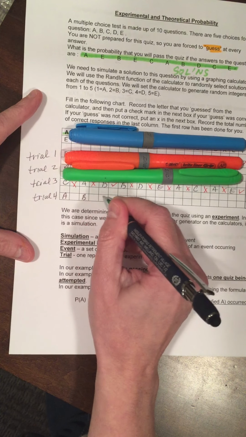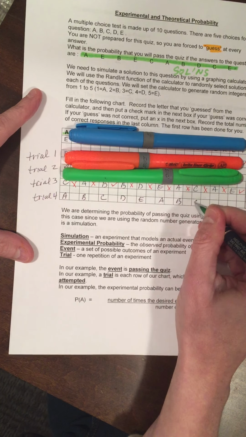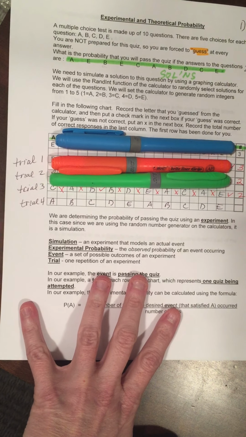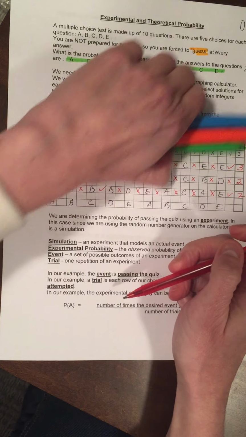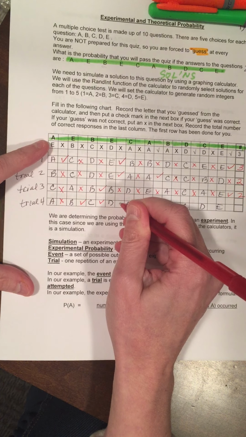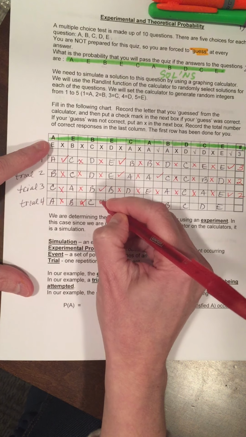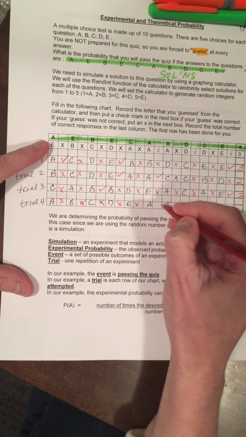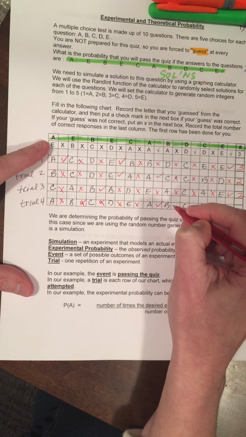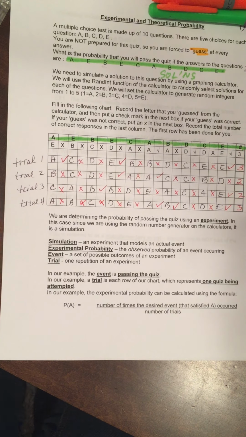A, B, C, D, E. A, B, C, D, E. Just to be kind of funny. Okay, let's mark it. Didn't get the first one, didn't get the second one, didn't get the third one, didn't get the fourth one, didn't get the fifth one. I did get that one. I did get that one. No, no, and no. Another 3 out of 10.